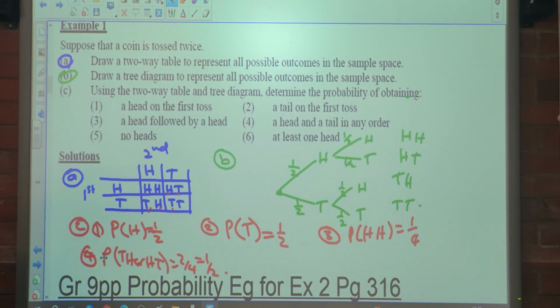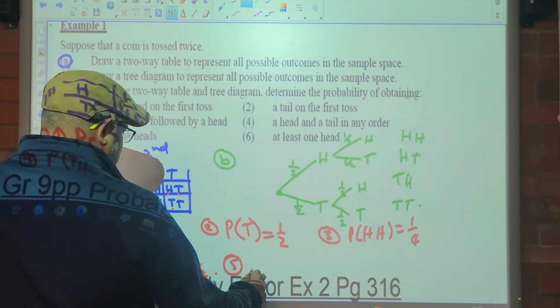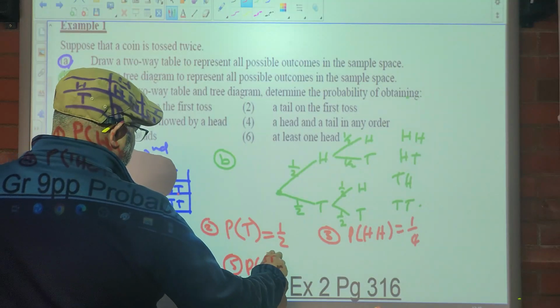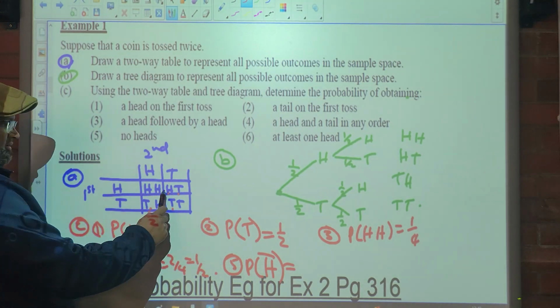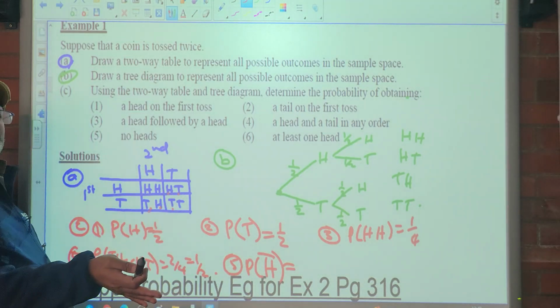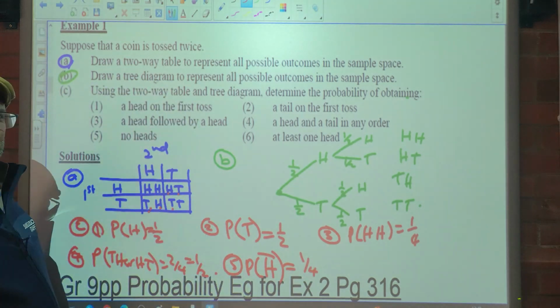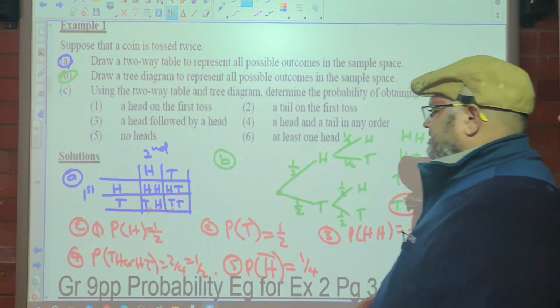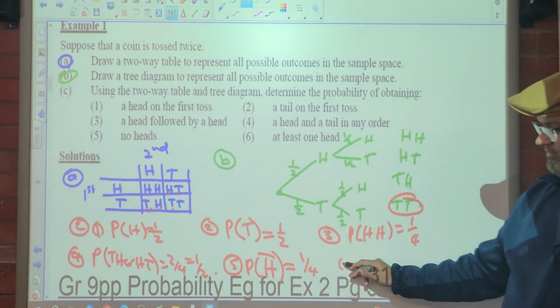Number 5. No heads. How many heads are there? 3. 3 outcomes have heads on them. Not so? So how many no heads are there? 1 out of 4. So no heads, of course, is tails. Okay, so it's going to be half times half, which is a quarter anyway.